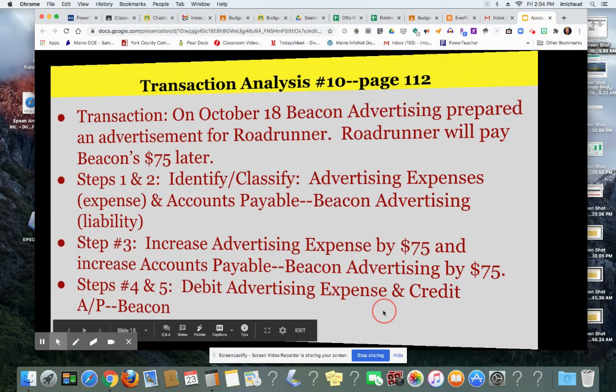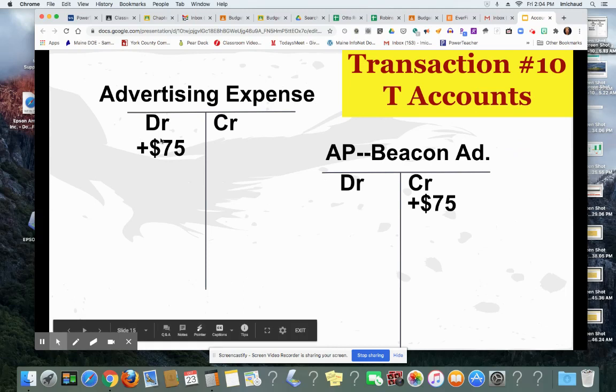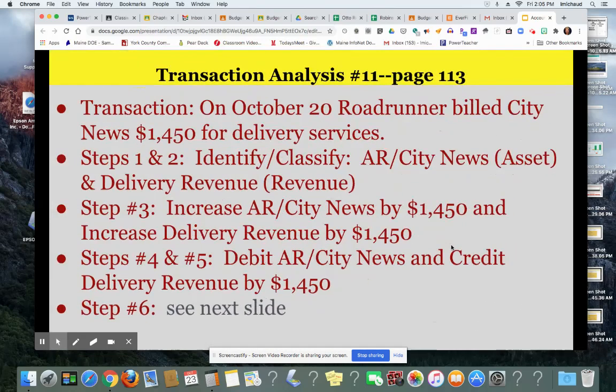So the T accounts would look like this. Debit your advertising expense. That's how you increase it. So you paid $75 more than before on this expense, and you credit how much that you owe Beacon Advertising. Okay, once you start to pay them, you'll debit that amount. Hopefully this makes sense. Let's continue.